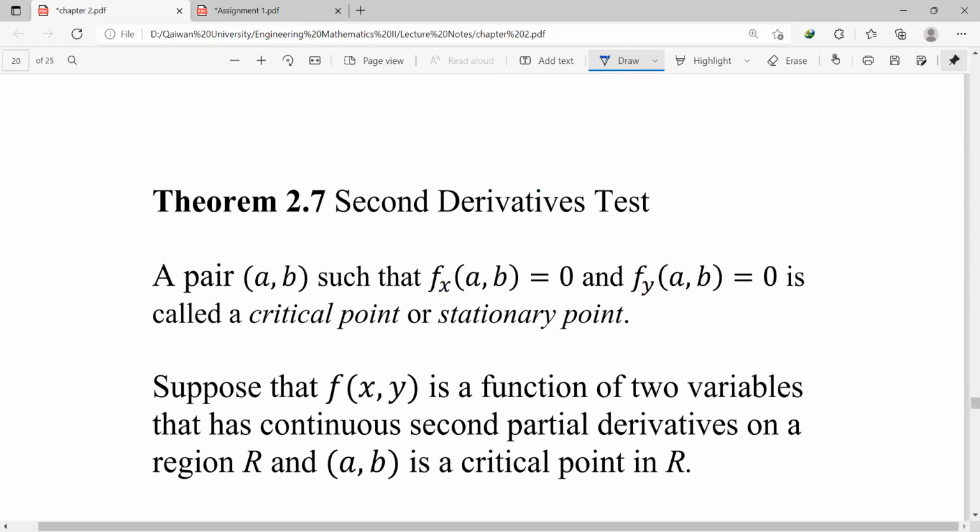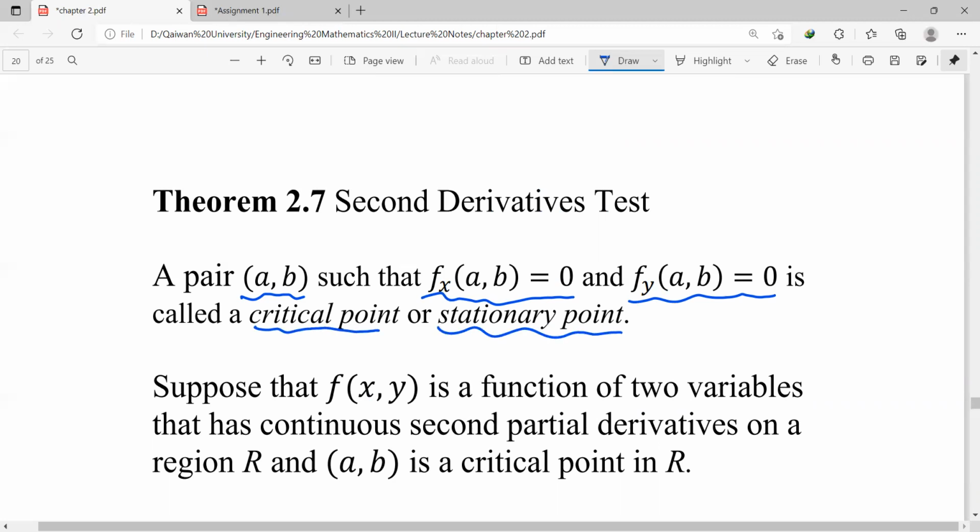But here, for finding the local maximum and local minimum, we use the second derivative test. That's much easier. Okay. We say a pair (a, b) such that f sub x is 0 and f sub y is 0 is called a critical point or stationary point.